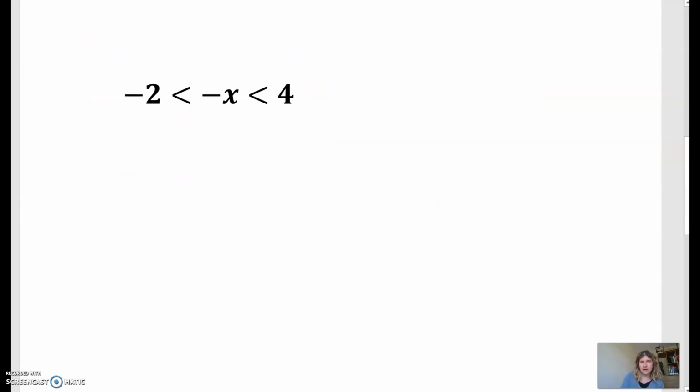2x and then negative x and 4. Okay, now this one's got a negative x. Remember that flipping that I was just talking about before? That's when this is going to come into play a little bit. So in this case, we would take, again, the left-hand side. So we've got negative 2 less than negative x. And then on the other side, we've got negative x less than 4.